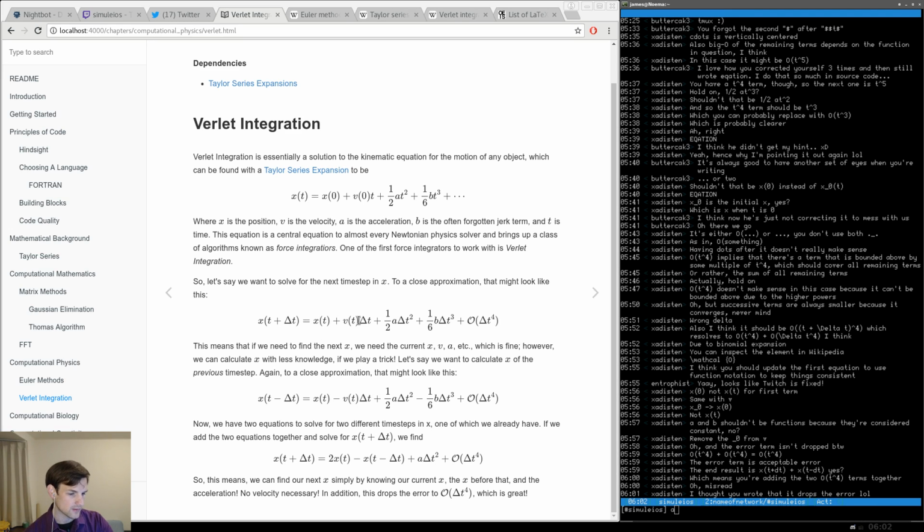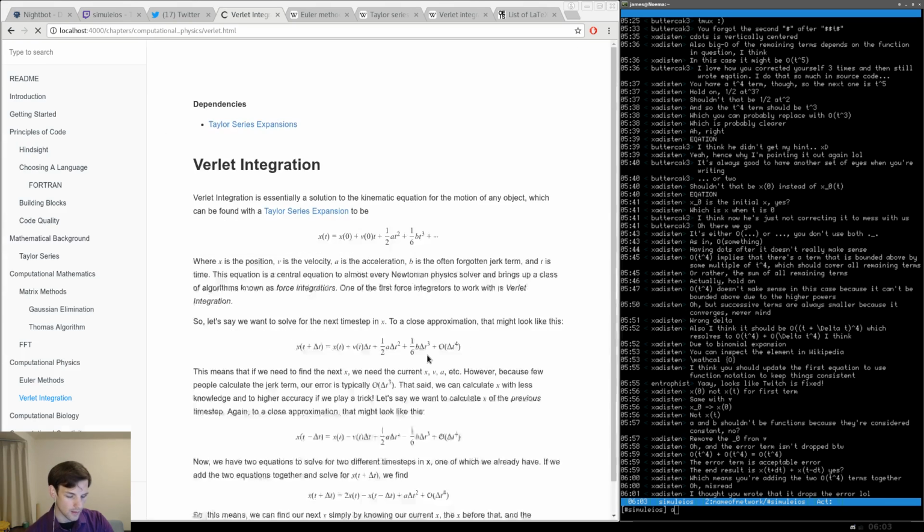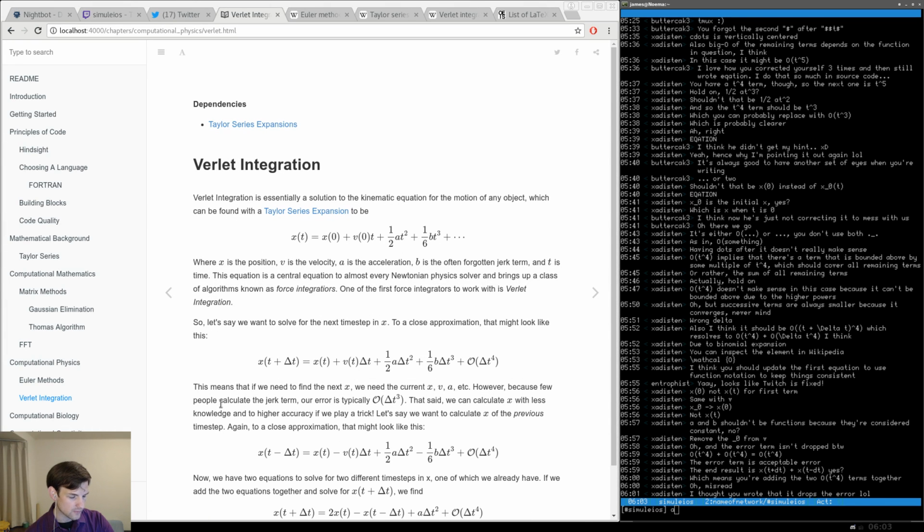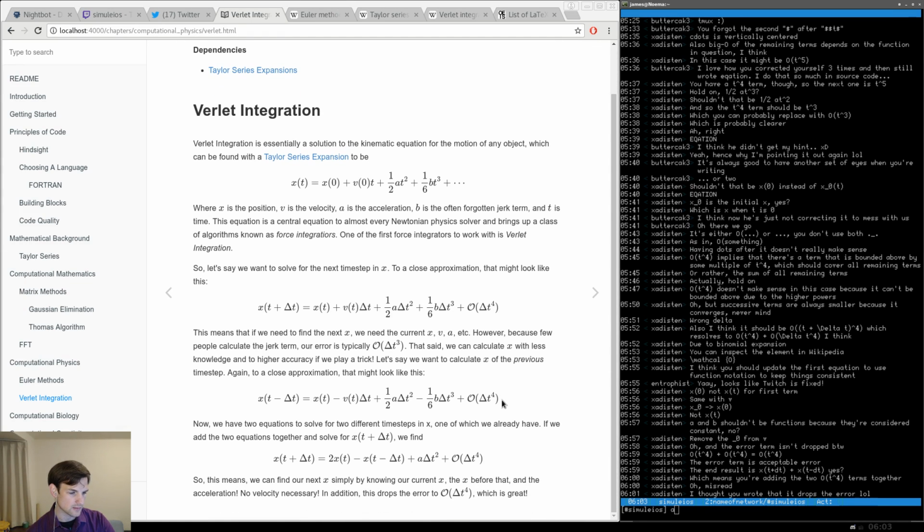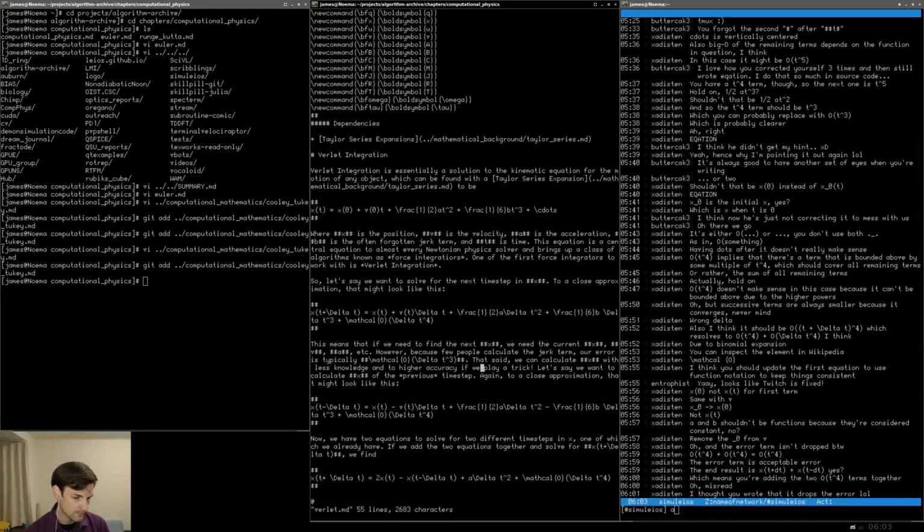So here's what I meant to say, I think. This means that if we need to find the next x, we need the current x, the a, etc. However, because few people calculate the jerk term, our error is typically t to the cubed. That said, we can calculate x with less knowledge and higher accuracy if we play a trick. And then the trick is this, and it drops the error term to t to the fourth. So let's pop down here.